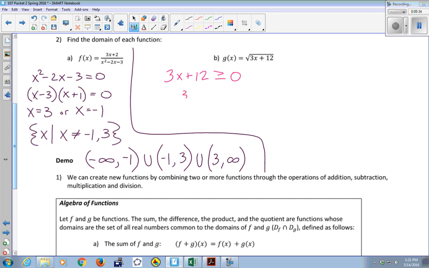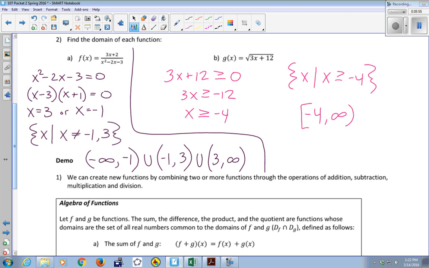I get 3x has to be bigger than or equal to negative 12, which means x has to be bigger than or equal to negative 4. And if I was going to put that in set builder notation, I would write the set of all x's such that x is bigger than or equal to negative 4. In interval notation, I would put negative 4 to infinity, including the negative 4 this time, so square bracket.